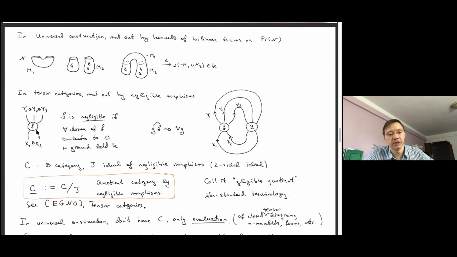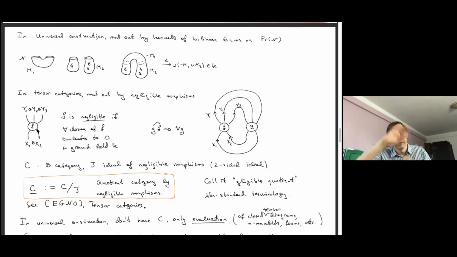And just a reminder, I'm going to skip the necessary words like rigid, linear, etc. So, a negligible morphism: you take a morphism F between tensor products of objects in the category, and I draw it schematically as this blob. You say it's negligible if no matter how you close it, and here I schematically close it using a morphism G, the closure is an endomorphism of the identity object. You want all the closures to be 0, no matter what G you put. And if that's the case, you say that F is negligible.